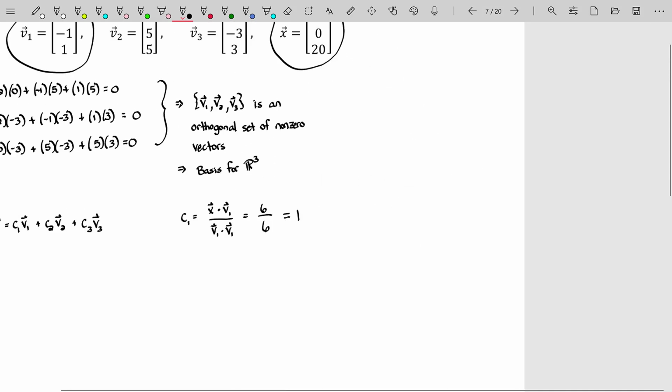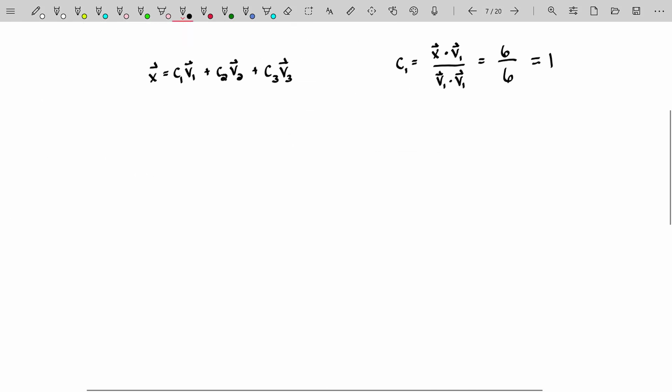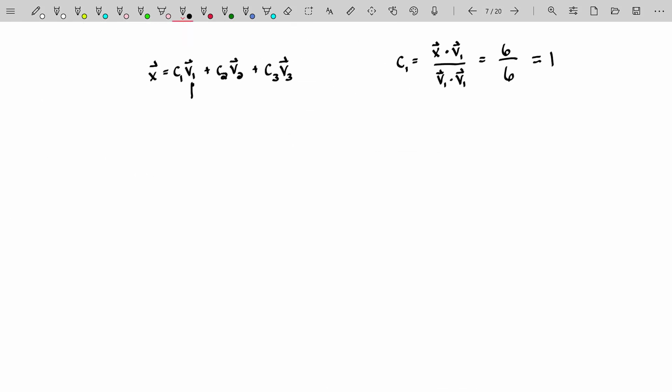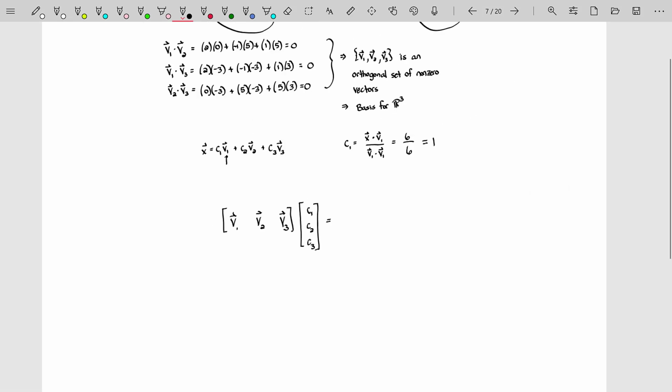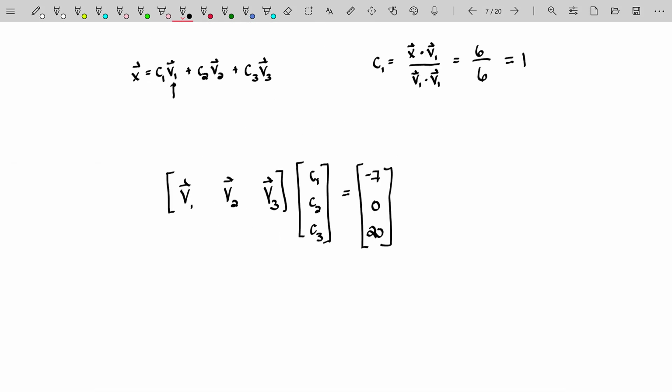Again, this is a system. You may not believe it, but it totally is. If you put these orthogonal vectors in the columns of a matrix, and you put those weights as the entries of a vector multiplying that matrix, and you ask yourself how that matrix times that vector is going to equal the right-hand side, -7, 0, 20, that's the same thing as solving AX equals B. But instead of doing row operations, we get to use a trick.